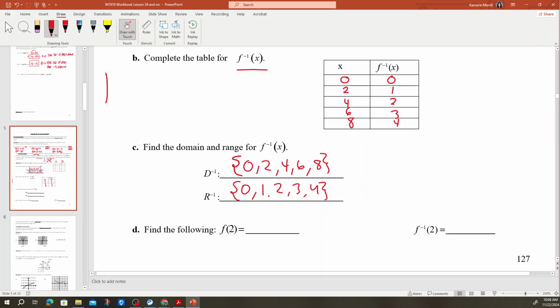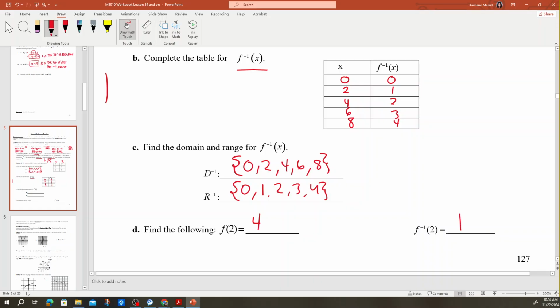This one's asking us to look at which table? F's, the first one. So go to f of 2. What's our output on that? 4, good. This one's asking us to use which table? The second one, the inverse table, right? Take a moment and find f inverse of 2. It's 1. Good job.